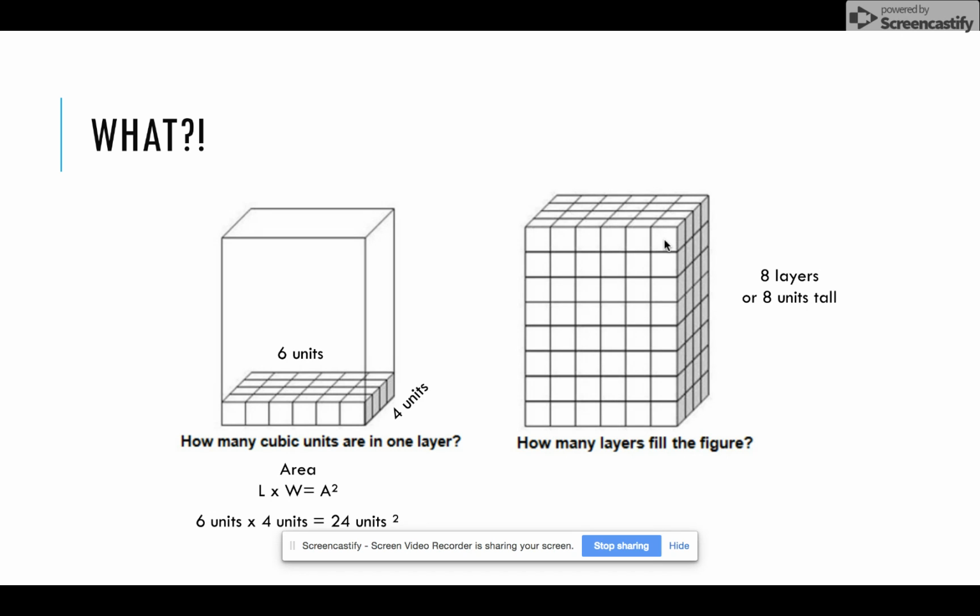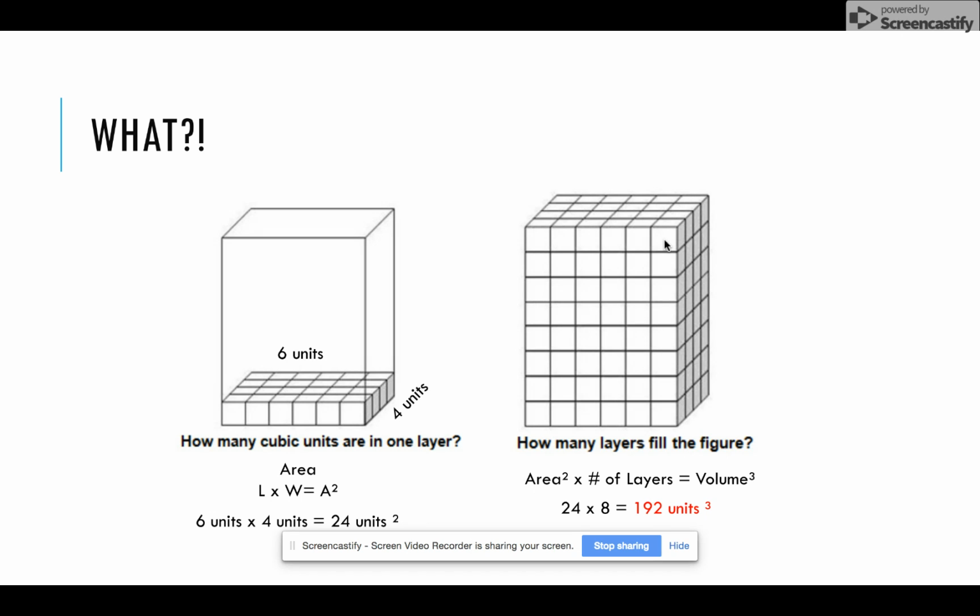Now we can solve for volume by multiplying the previously solved for area by the number of layers. In this case, we take the 24 units squared and multiply by the 8 layers, which gives us an answer of 192 units cubed. Can we find this answer in another way to check our work?